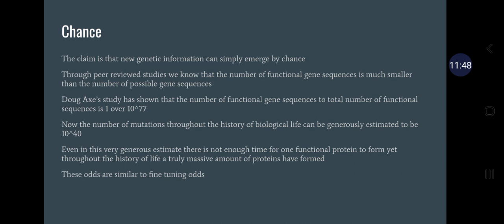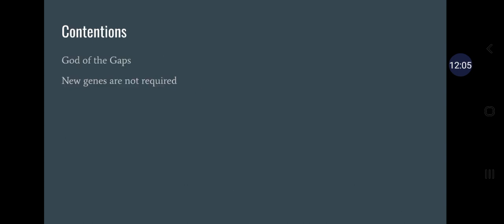Even with the very generous estimate, there is simply not enough time for one beneficial mutation to take place by chance. Hence, chance is out as an explanation, necessity is out as an explanation. The option left is design. I don't think there's any way around this.